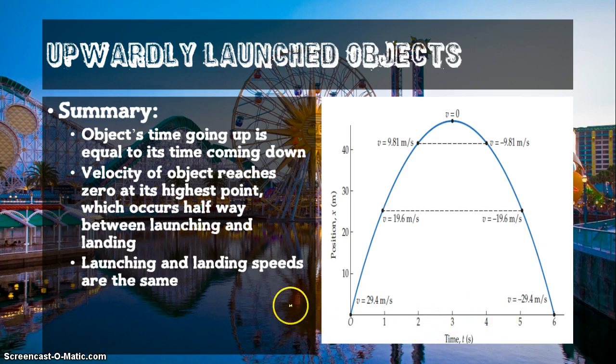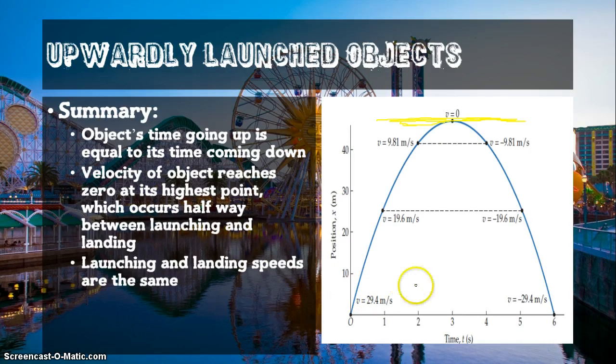Also, the velocity of the object as it reaches its highest point, that highest point occurs halfway between. Notice the slope at the top, the tangent line, is going to be 0. It's not going to have a slope. That's telling me that my velocity is 0. So remember, the velocity is the slope of a position time graph.